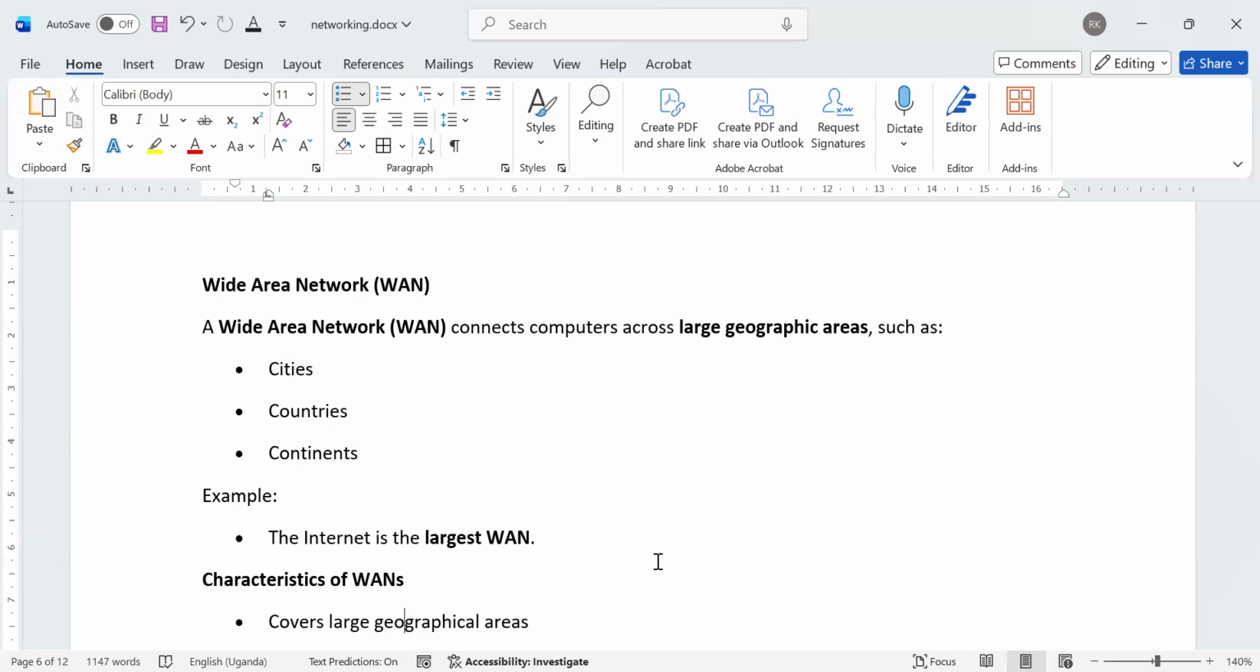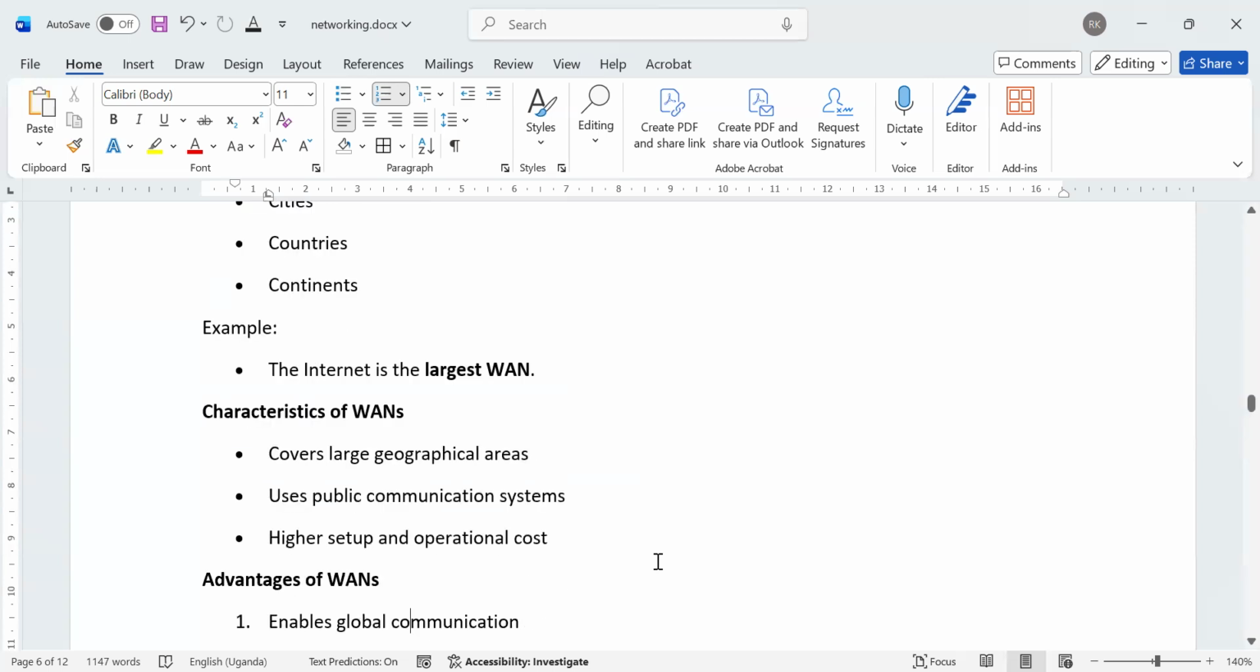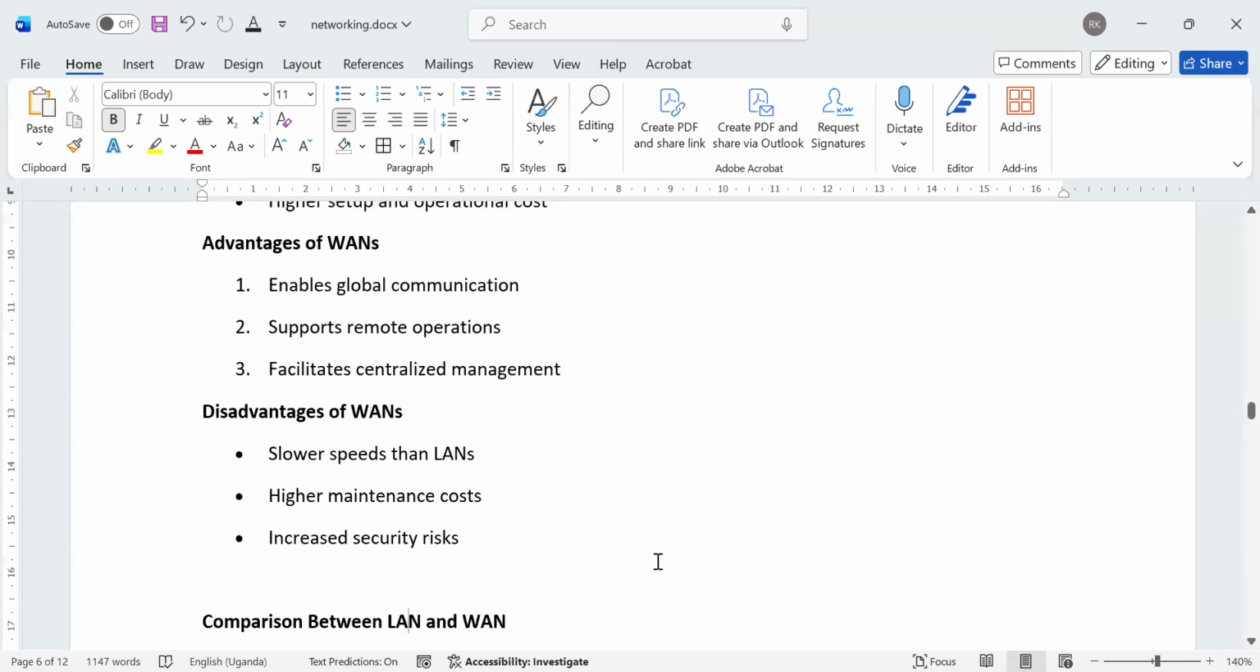So there we are saying the internet is the largest one. Characteristics: covers a large geographical area, uses public communication systems, higher setup and operation costs. Of course, it's not easy to set up an internet connection, it requires some money. Advantages: enables global communication, supports remote operations, facilitates central management. Then disadvantages: slower speeds than LANs because data is moving over longer distances, and high maintenance costs. It requires good technicians now, not junior technicians.